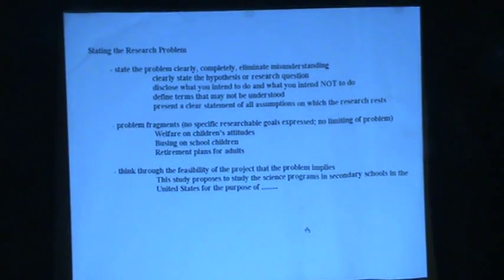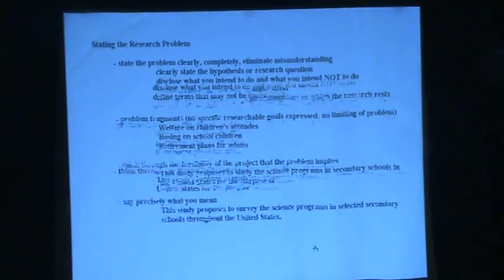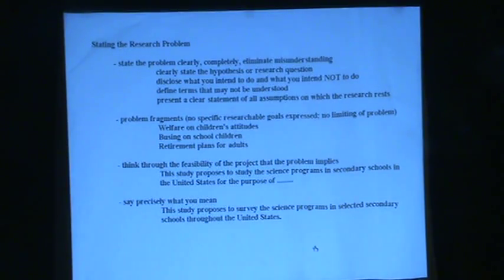Think through the feasibility of the project that the problem implies. Suppose someone wanted to study, this study proposes to study the science programs in secondary schools in the United States for the purpose of and so on. Well, there is no way that anyone could study the science programs in secondary schools throughout the United States. That's not feasible at all. There are just too many schools. So, more precisely, this study proposes to survey the science programs in selected secondary schools throughout the United States. This is a much more feasible approach.